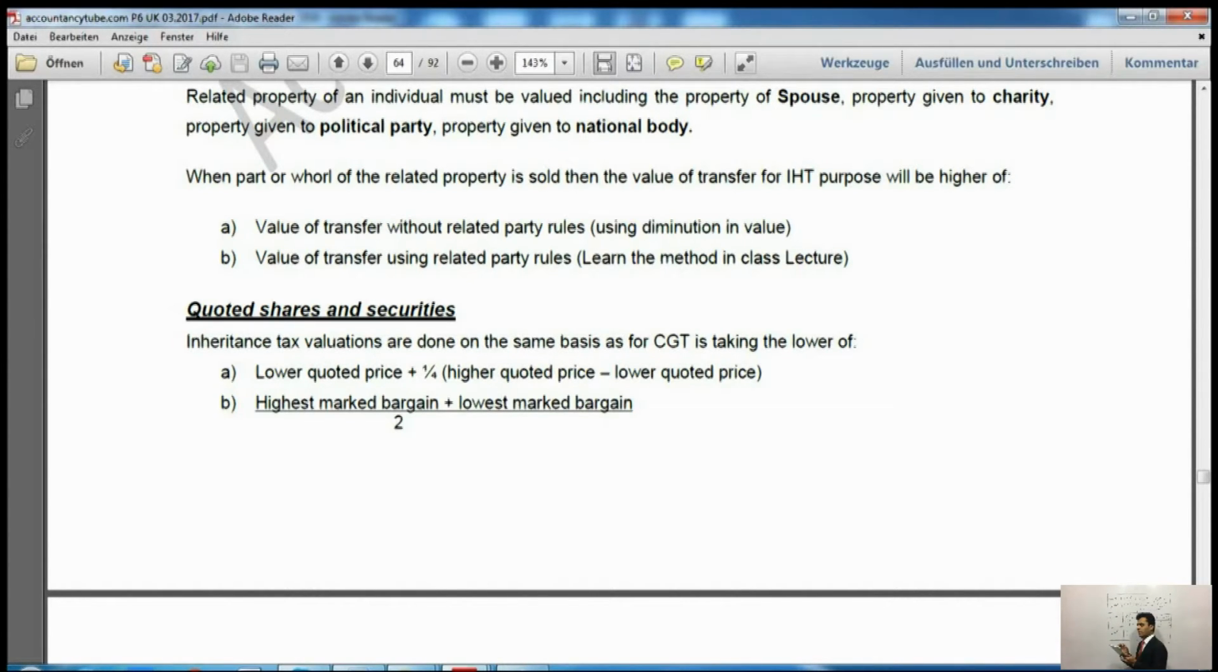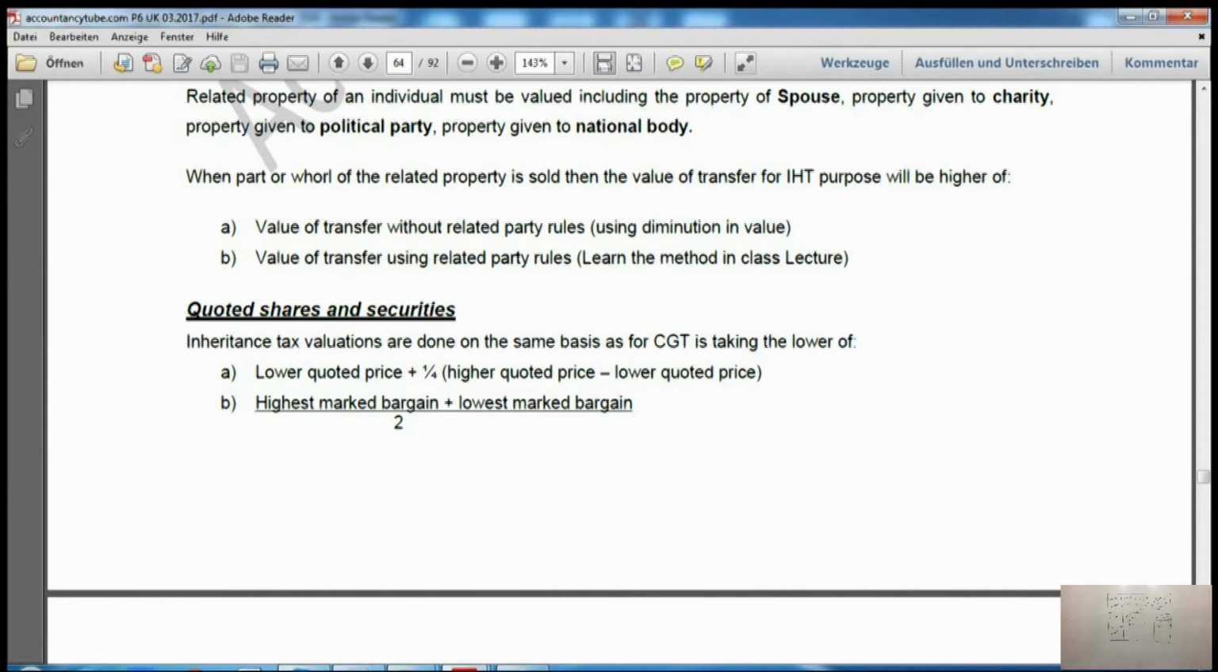Now this is exactly the same formula which you have seen in capital gains tax, except there is a small difference. In A it says lower quoted price plus 1/4. Now this 1/4 is for inheritance tax purposes, whereas it is 1/2 for capital gains tax. All right, so it is 1/4 for inheritance tax and 1/2 for capital gains tax, and apart from that the formula is exactly the same. So you will take the lower of these two.